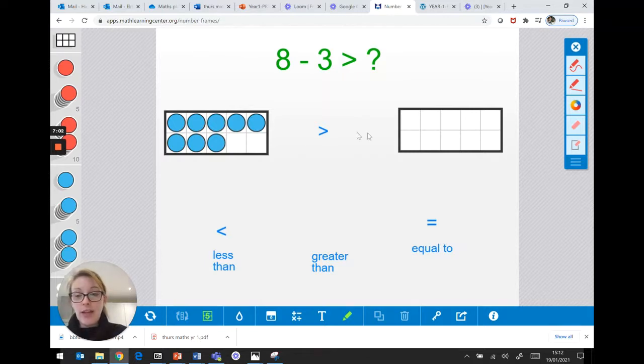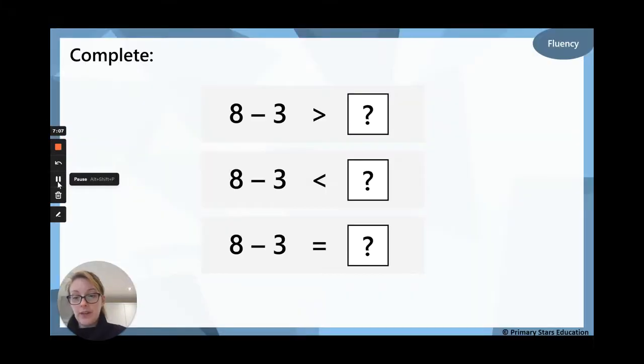Okay, once you've done that one, you can then go back and have a look at the other problems. So I'll just put them back on the screen. Okay, there we go. So those are your 3 problems that you can have a go at today. See if you can find a number for each of those boxes. Okay, so you can pause the screen and have a go at those.